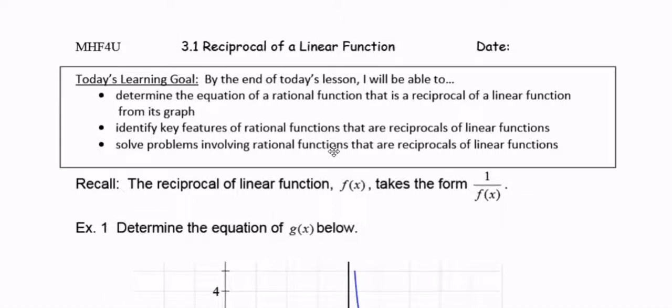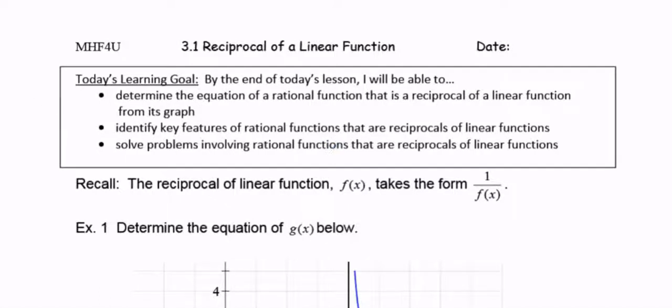Today we're going to do 3.1, reciprocal of a linear function. We've already learned how to graph reciprocals of linears and quadratic functions, and today we're going to take it a little bit further. So we're going to be able to determine the equation of a function that is a reciprocal of a linear function given its graph. We're going to be able to identify key features of rational functions that are reciprocals of linear functions, and we're going to solve problems involving rational functions that are reciprocals of linear functions.